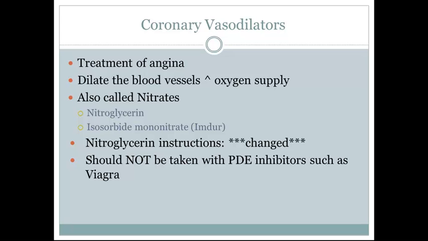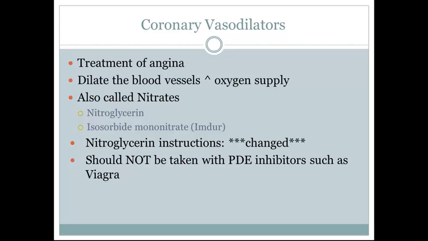Coronary vasodilators treat our angina or chest pain. They dilate the blood vessels, increasing the oxygen supply. They are also called nitrates. So our nitroglycerin falls under this class. Isosorbide mononitrate is the other medication that typically is in this class, often called IMDUR, a little bit easier to say. Our IMDUR, or isosorbide, is our long-acting nitroglycerin.